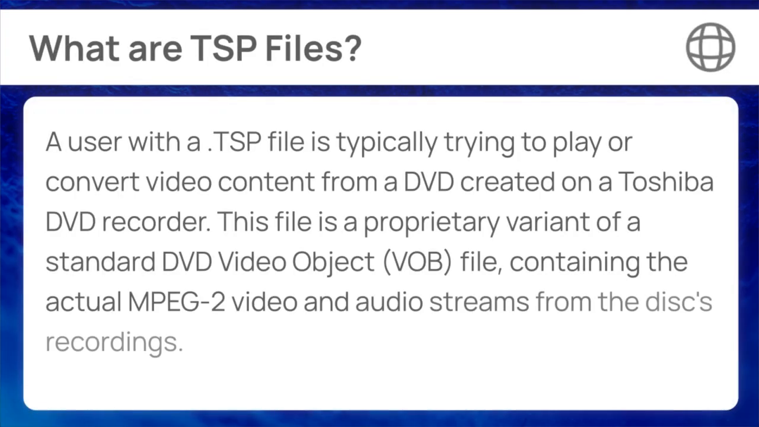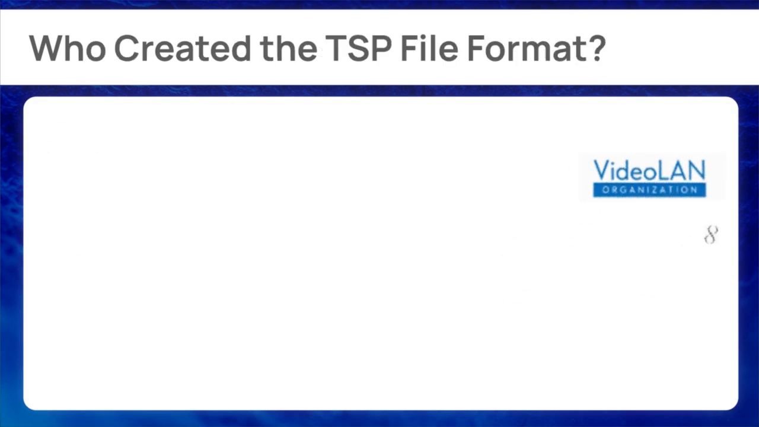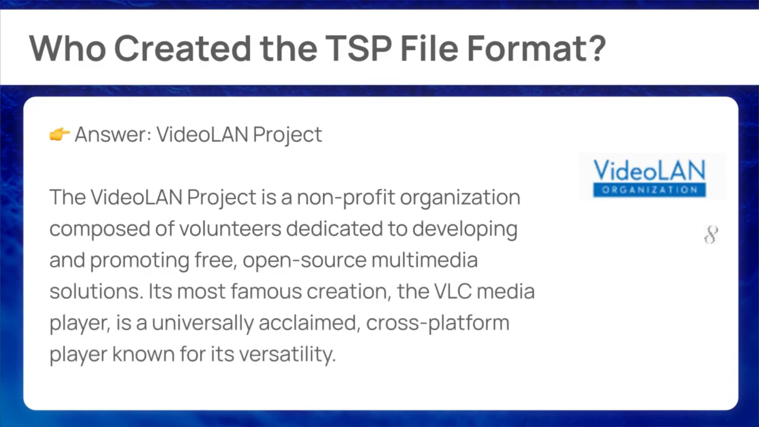A user with a TSP file is typically trying to play or convert video content from a DVD created on a Toshiba DVD recorder. This file is a proprietary variant of a standard DVD video object, VOB file, containing the actual MPEG-2 video and audio streams from the disk's recordings.